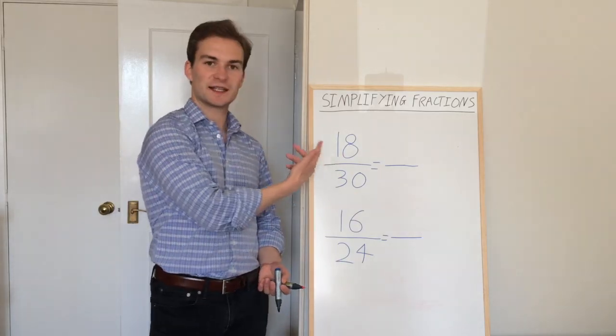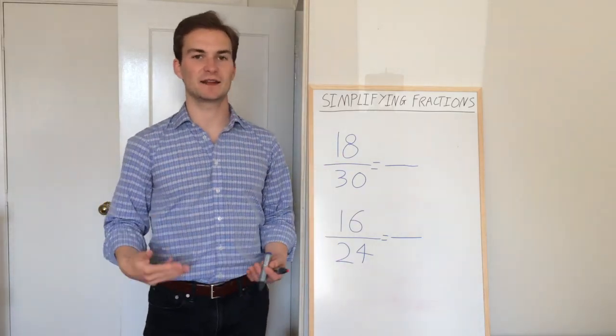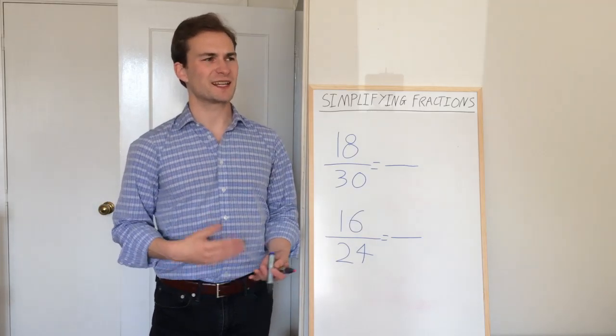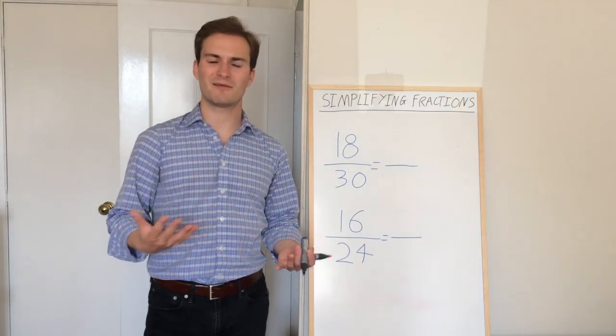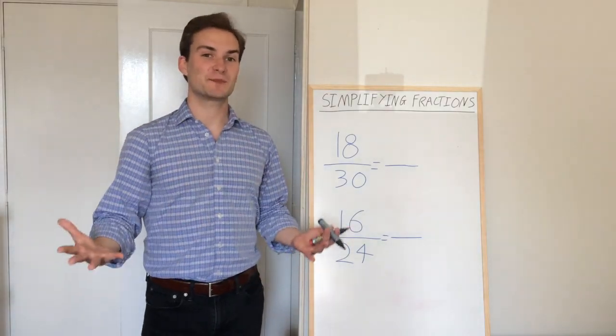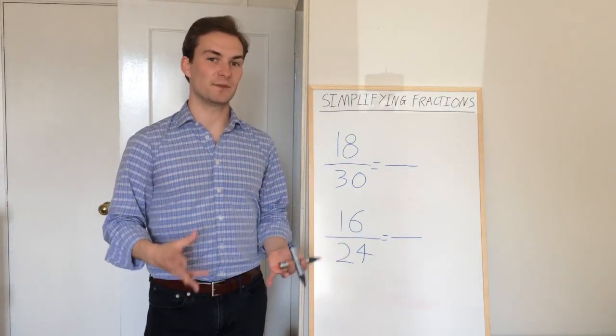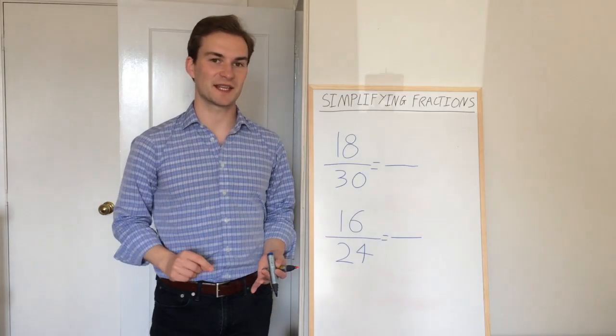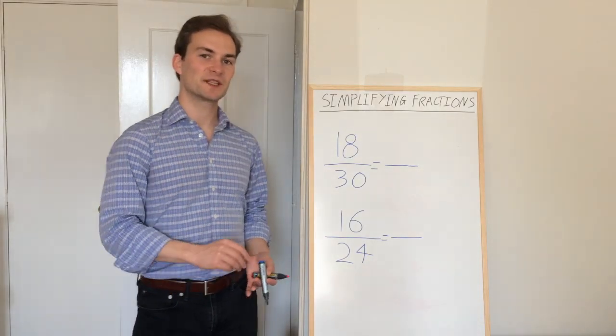The first one we look at is this one here where we have 18/30. So already that's quite hard to picture. We can't really know what we would do with a fraction like that. So what we want to do is basically make it simpler for us by making the numbers smaller whilst keeping it the same size.